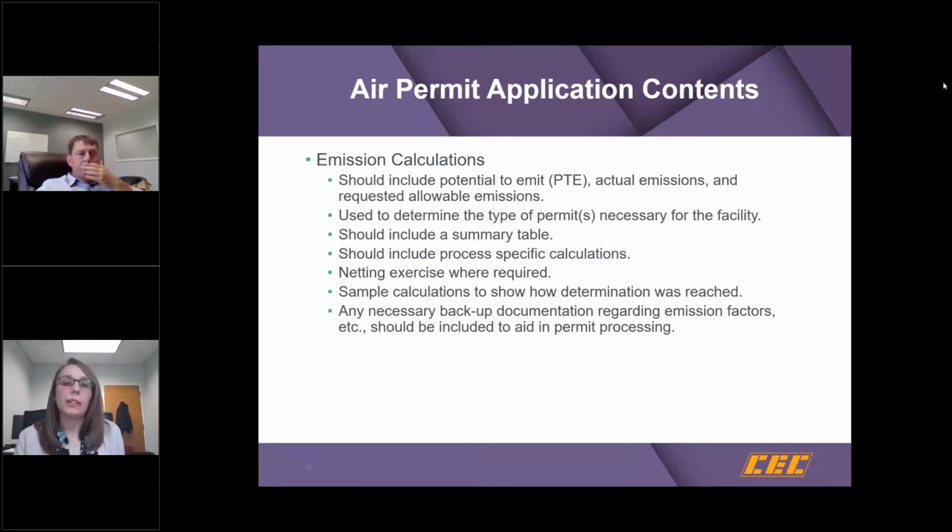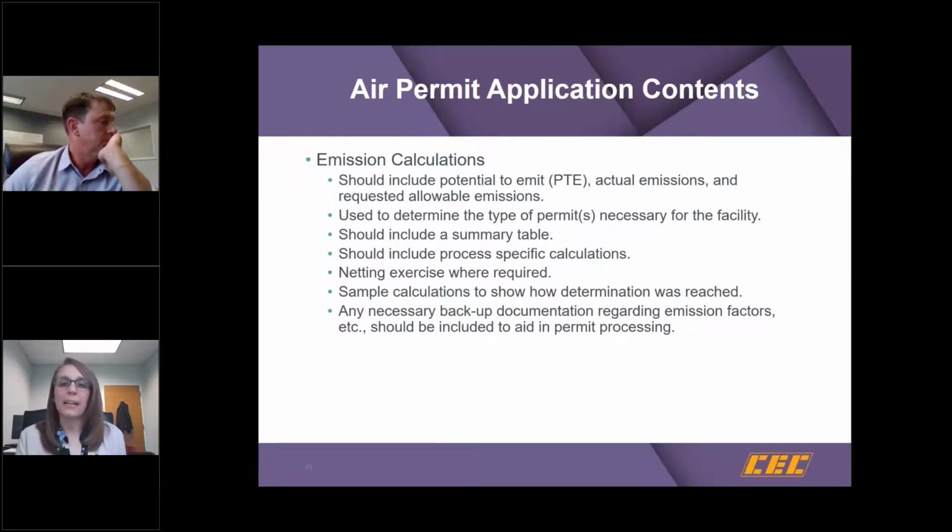Okay, so the actual content that we look at in the application, we're going to start with our emission calculations. When you submit calculations, we want to look at the absolute maximum emissions that you can put out from your facility, and that's what we call the potential to emit. So we will calculate that. What is the absolute worst things can look like when you're operating at maximum capacity. And then we'll dial it back to look at your actual emissions.